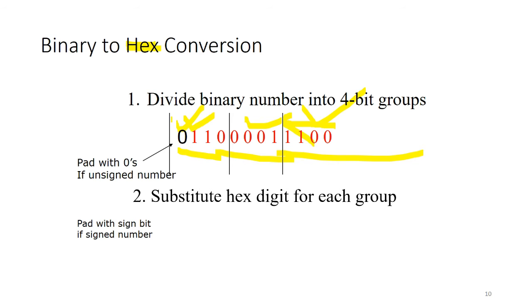This is 1, and then substitute hex digit for each group. What do you mean by that? Substituting hex digit for each group.